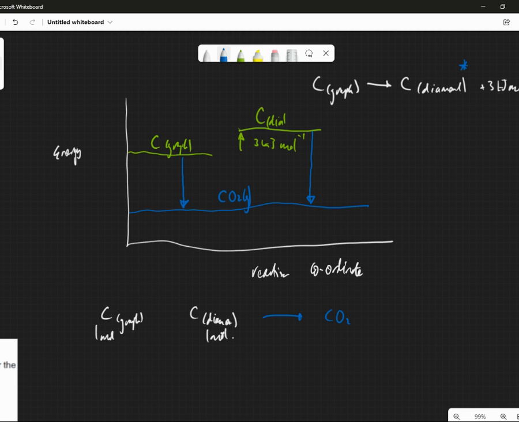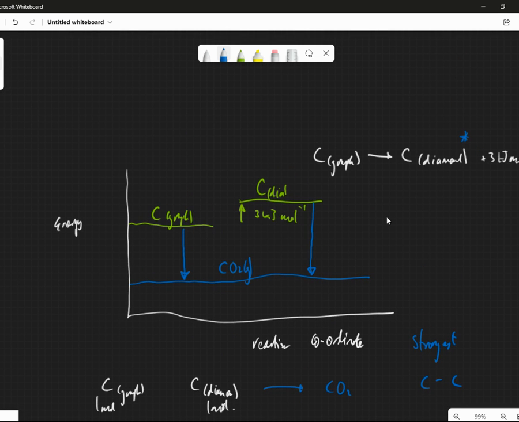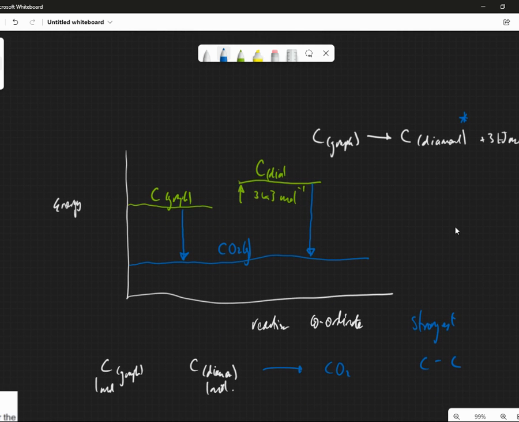Now, using this as well, which one has the strongest C-C bonds, graphite or diamond? Anyone at all? Diamond. Everyone says diamond, but you're all wrong. Okay. Now look, and you should use this diagram. That's why these diagrams are good.